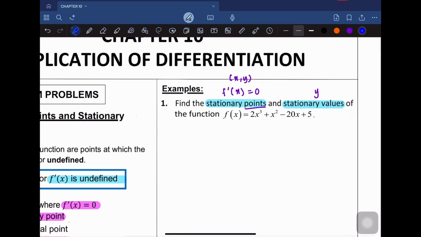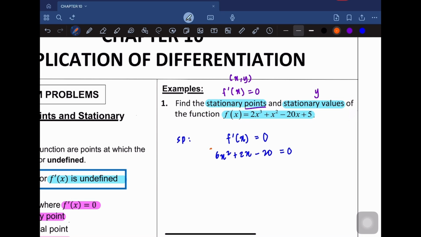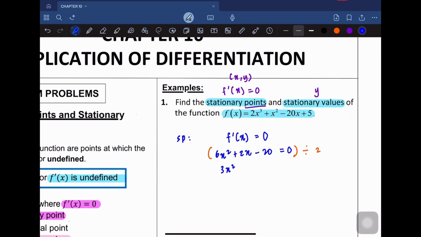Kita dah ada function dekat situ. Our f(x) is equal to 2x cubed plus x squared minus 20x plus 5. We are going to find the stationary points, which is when f prime x is equal to 0. Kita differentiate je macam biasa. So we're gonna get 6x squared plus 2x minus 20 equal to 0. Before inserting into your calculator, you can simplify first by dividing with 2. So you will get 3x squared plus x minus 10 equal to 0.